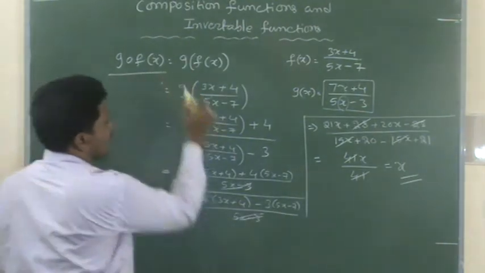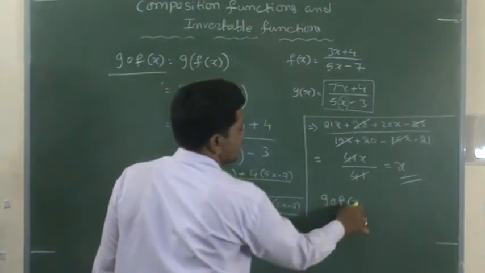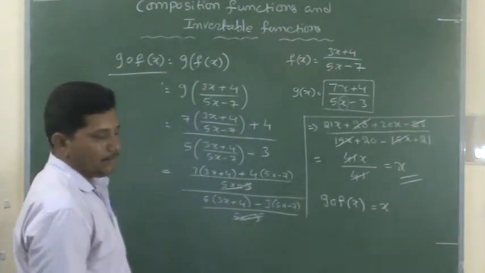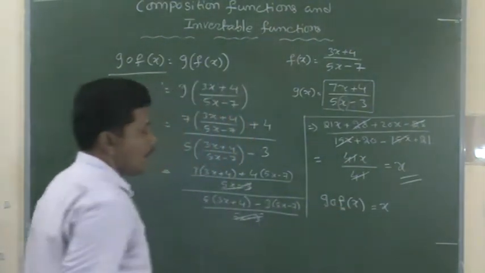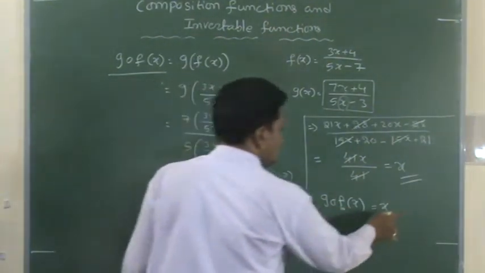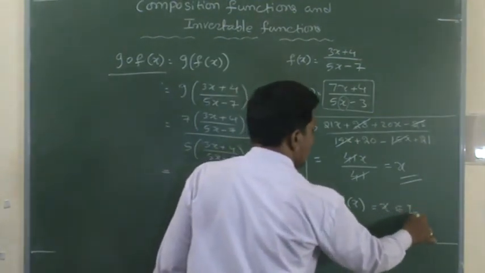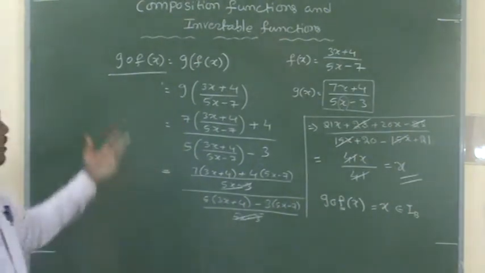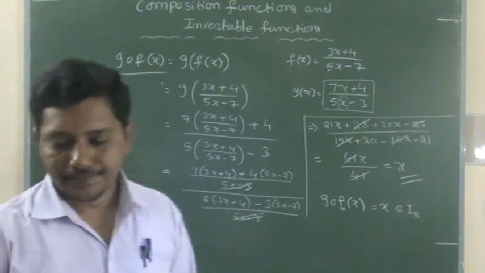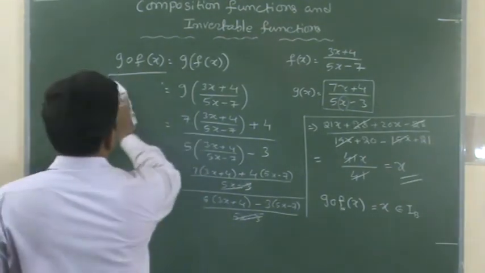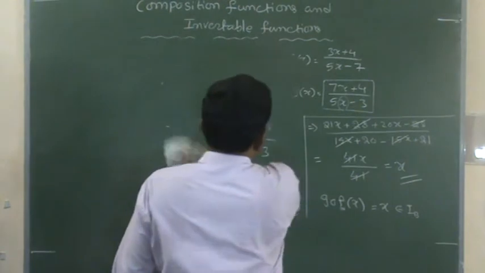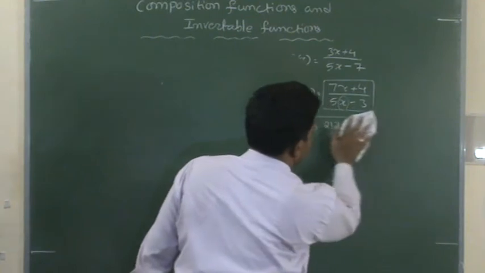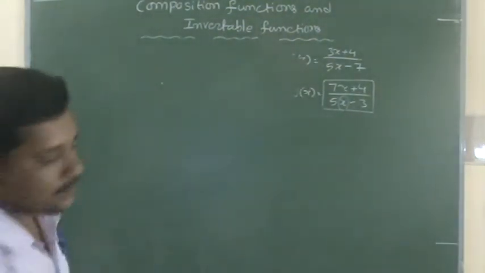What happened here? I consider g circle f of x is nothing but x. And f is a mapping from B to A, right? So it is nothing but I_B, B to B. This is one part of the problem. Now I again consider f circle g. Same thing I repeat once again.